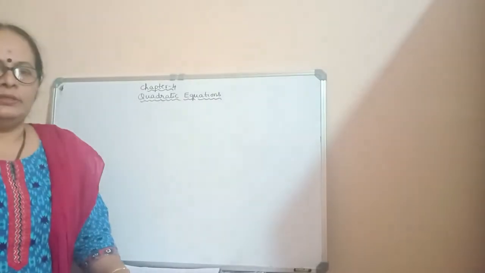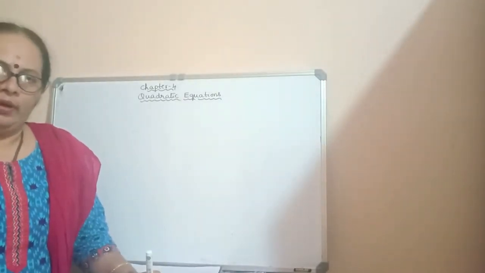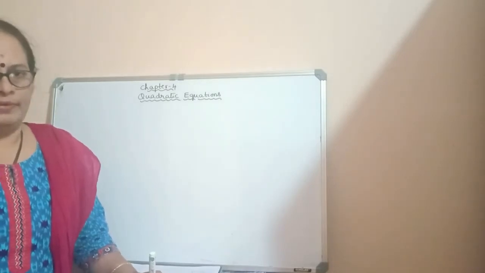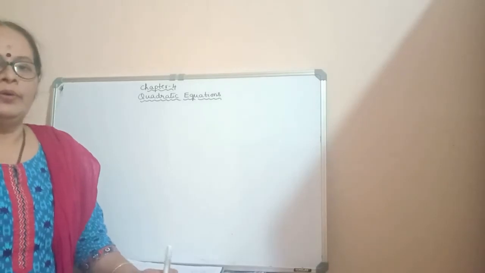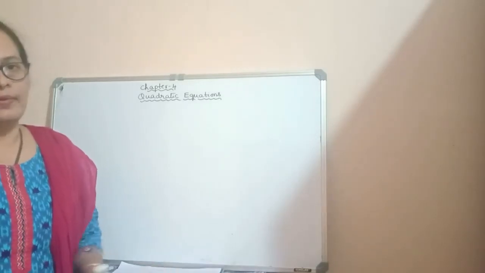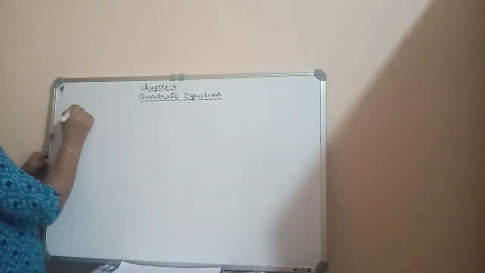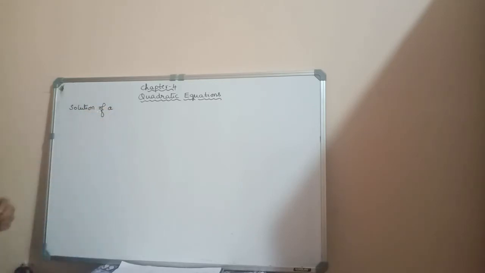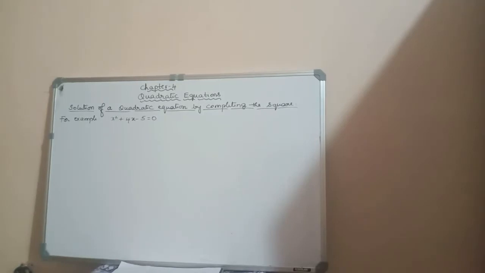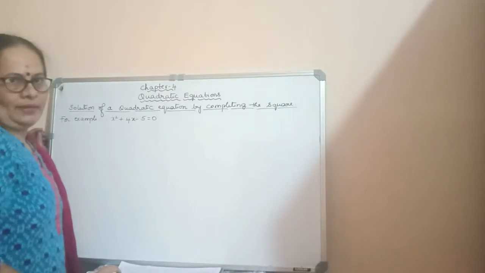In the previous session you learned the factorization method of finding the roots of the equation, that is by splitting the middle term. Today you are going to learn the completing the square method. So, solution of a quadratic equation by completing the square.